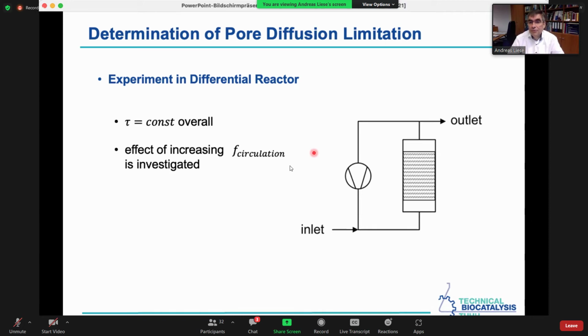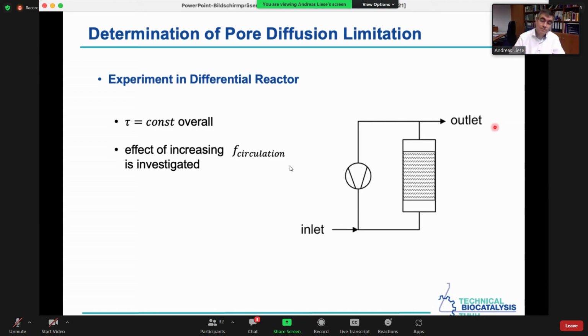So this experiment is similar, or a little bit similar, to what we've done before. We're using the differential reactor again. We now have a constant residence time. Constant residence time means the inlet pump ahead of the reactor, we do not change. It's constant in flux, so the overall residence time is the same. Now, what is the trick in this experiment?